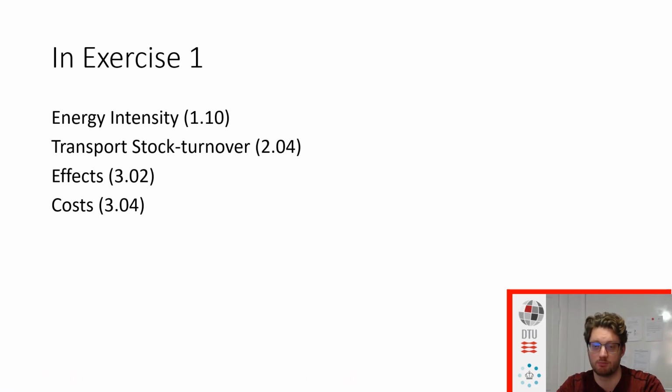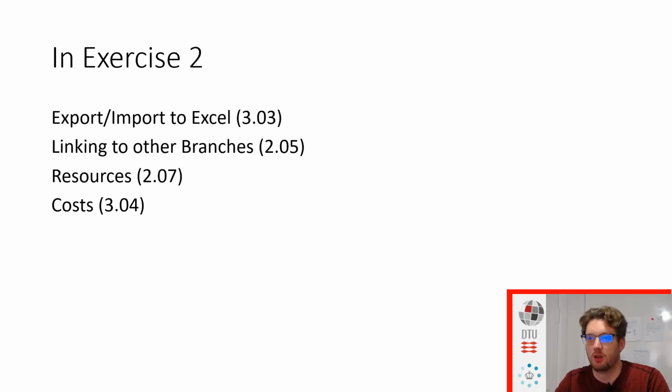So for exercise 1, we will be looking at energy intensity as a method to input data, and that's covered in video 1.10. Then we will also look into inputting transport stock turnover for vehicles. That's video 2.04. We will also be looking at effects, which is covered by video 3.02. And we'll also be looking at costs, especially social costs as a result, which is covered by video 3.04.